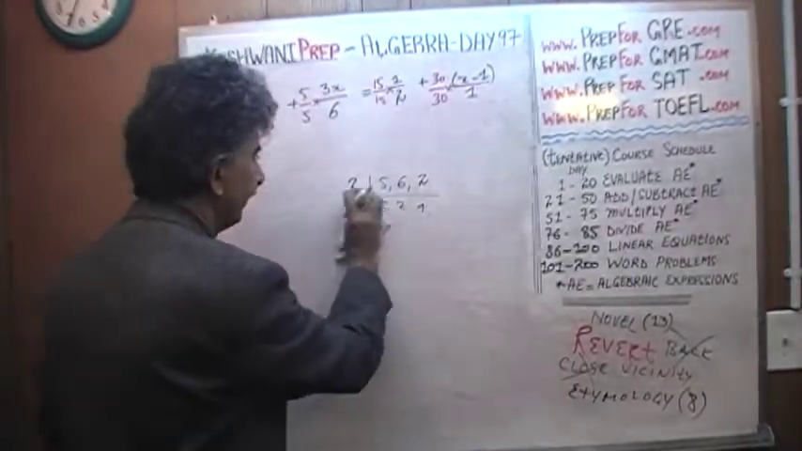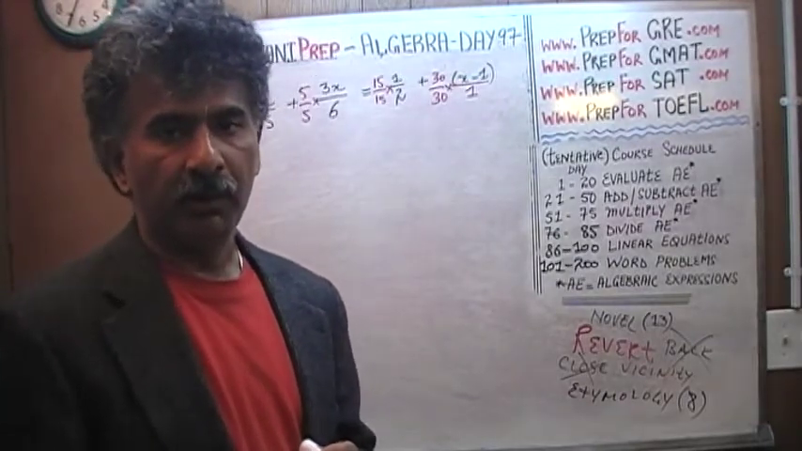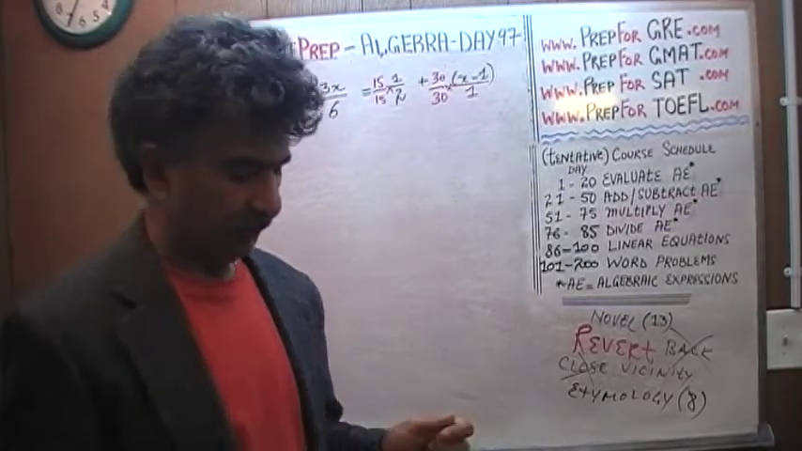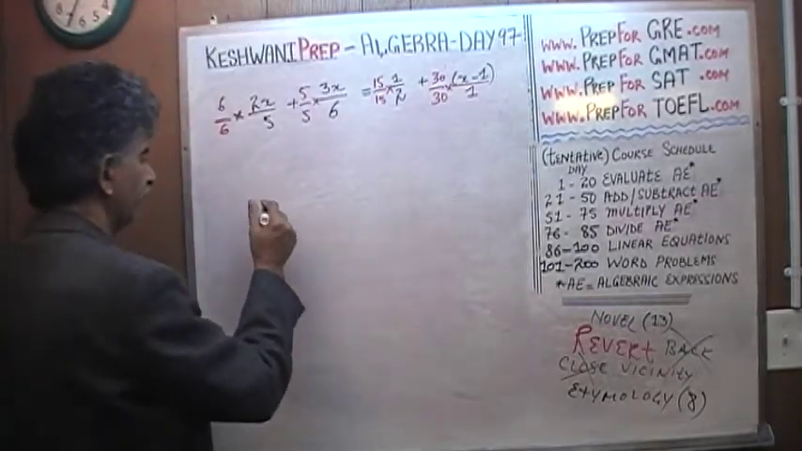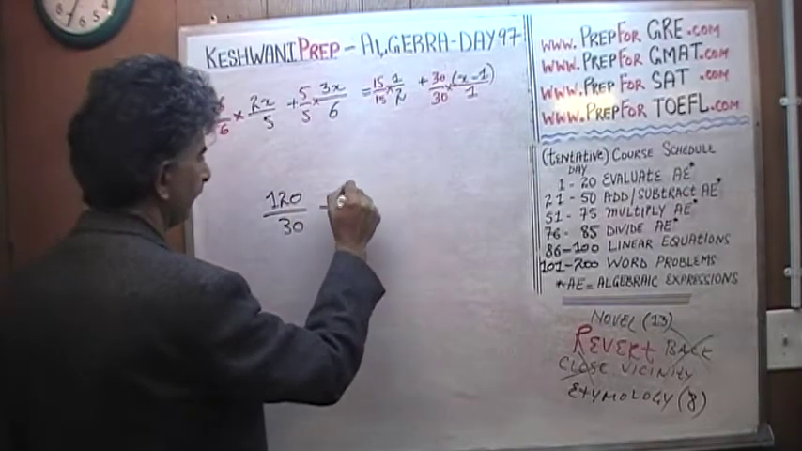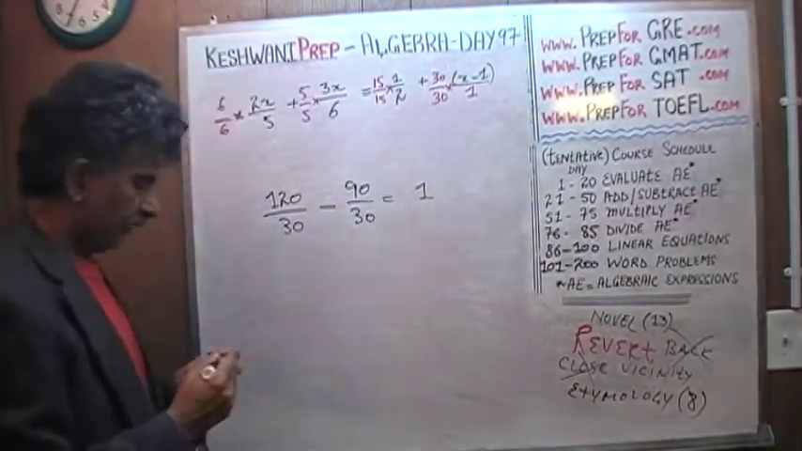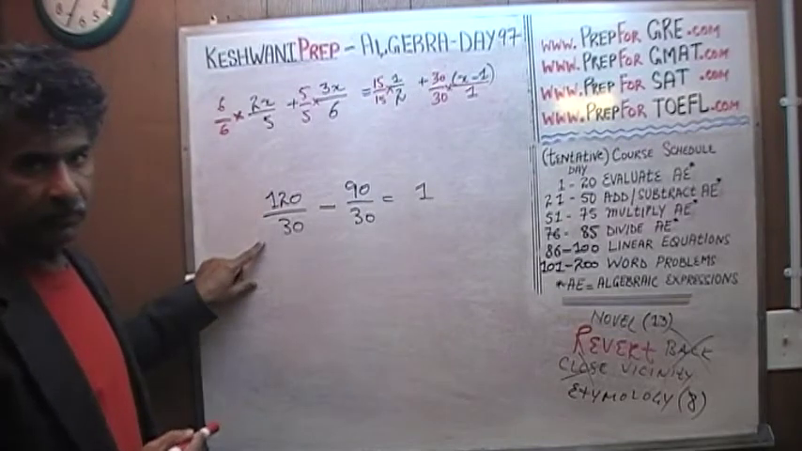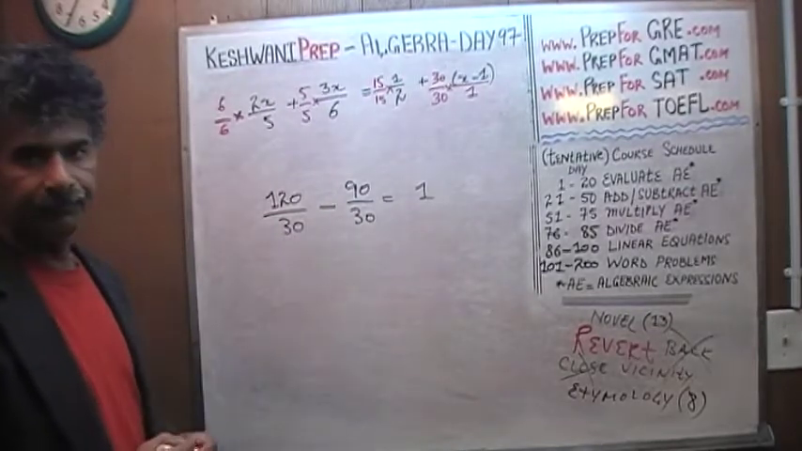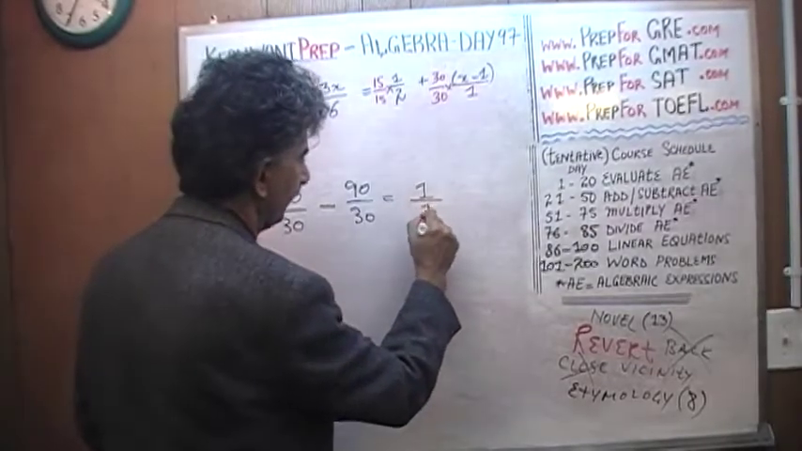And since every single term throughout the entire equation has the same denominator, that denominator no longer plays any part. It has lost significance. For example, 120 over 30 minus 90 over 30 is 1. Would you agree? 120 divided by 30 is 4. 90 divided by 30 is 3. 4 minus 3 is 1.